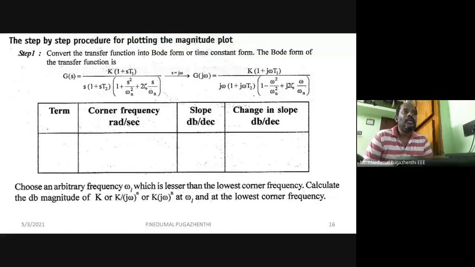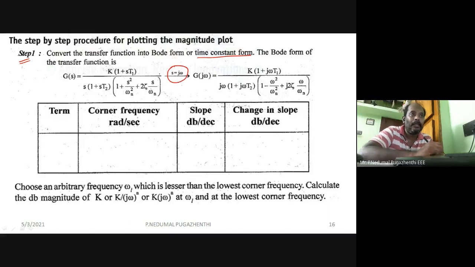So these are the factors involved in a transfer function, and according to the factors you may choose your magnitude value and the phase value. For the next few minutes we will be dealing with the steps involved in plotting a magnitude plot and a phase plot. First, step one: if you are given a transfer function, see whether it is in time constant form. Second, convert it into a sinusoidal transfer function by substituting s equal to j omega.